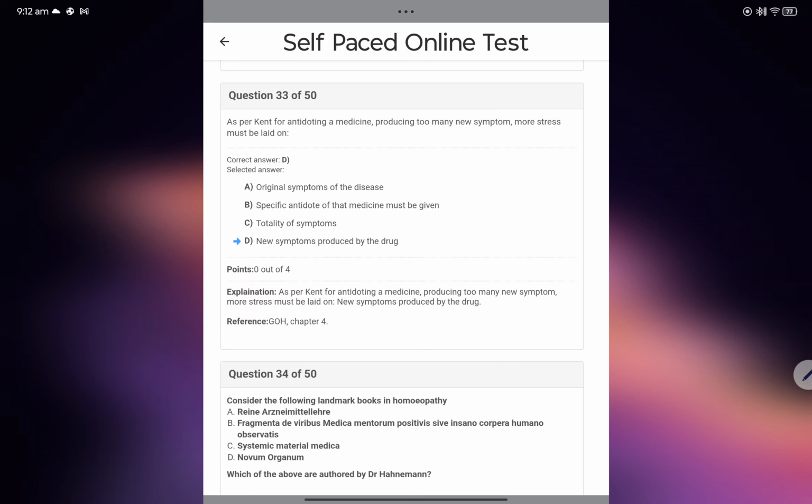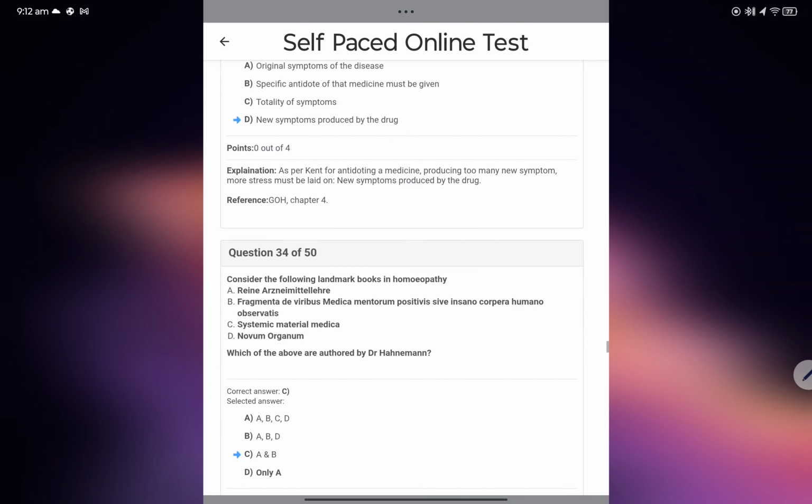Next question, as per Kent, for antidoting a medicine producing too many new symptoms, more stress must be laid on. The answer is new symptoms produced by the drug. As per Kent, for antidoting a medicine producing too many new symptoms, more stress must be laid on the new symptoms produced by the drug.